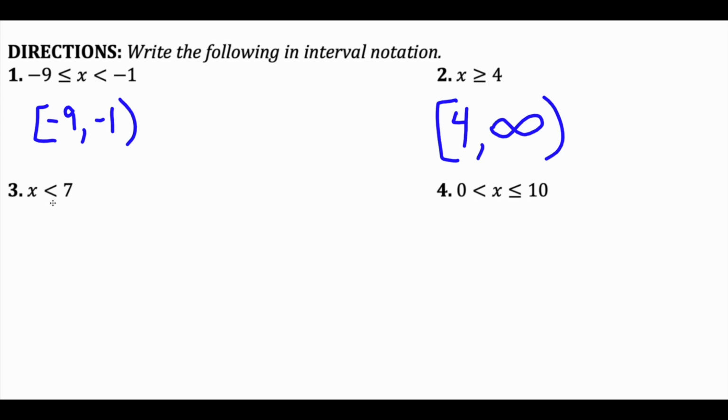This is saying x is representing all the numbers that are less than 7. So 7 will be our bigger number. So I like to start by putting my bigger number on the right. And then that means going down forever will be a negative infinity on the left, which again has a parenthesis around it.